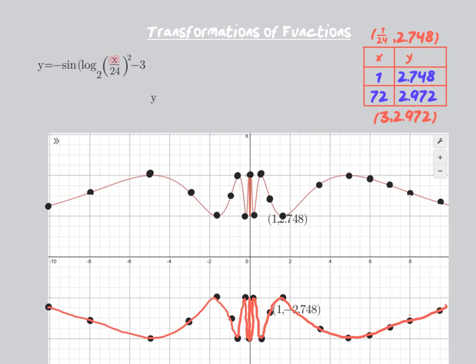Our equation reflected in the y-axis will just be y equals negative sine of the log of negative x in brackets over 24 squared base 2 minus 3. Just make sure when you replace the x with a negative x, you put brackets around it. That way you won't run into any trouble, because whatever's happening to the x should be happening to the negative x. It's the same thing when we do translations and stretches. The thing that we replace the x with, we always want to put brackets around.